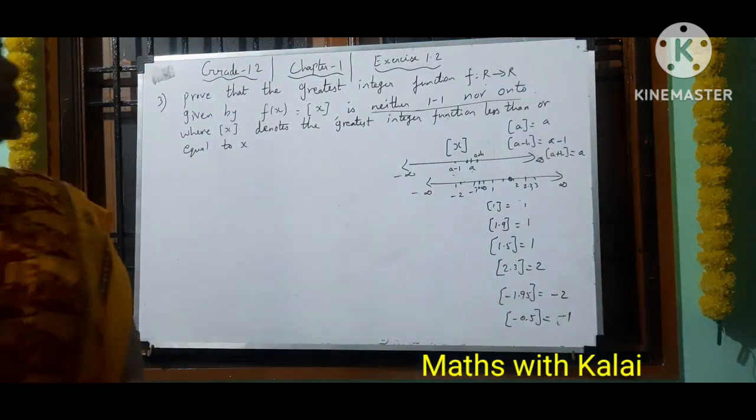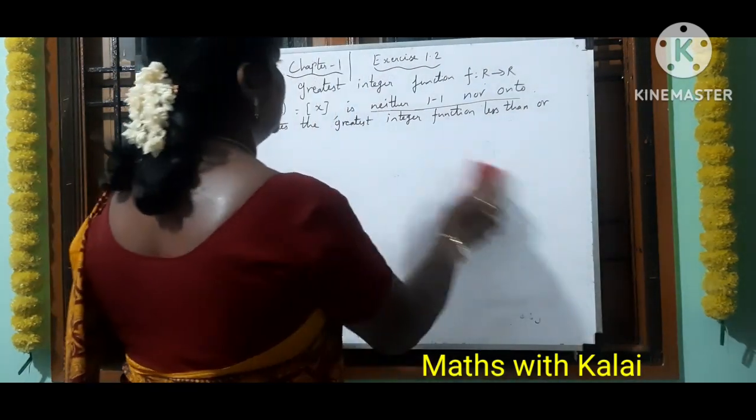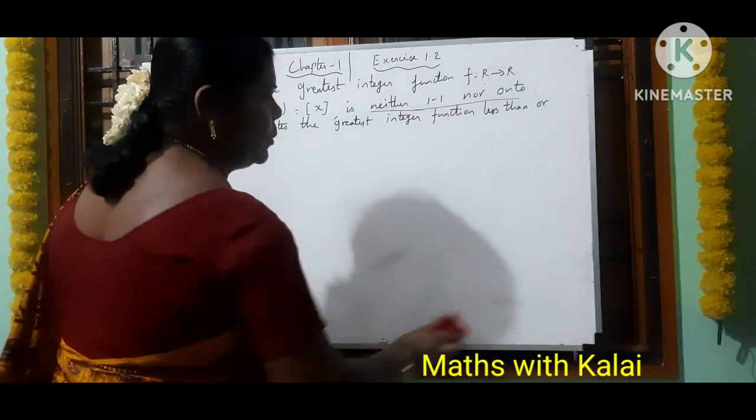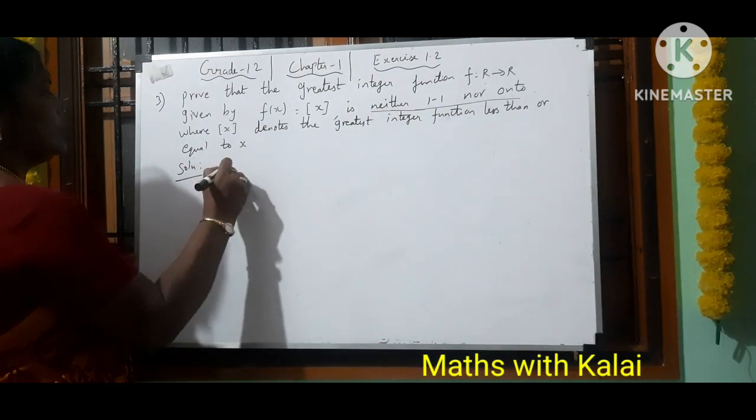Now coming to the answer, we have to prove that this greatest integer function is neither 1 to 1 nor onto. Okay? For the solution, first let us check 1 to 1.